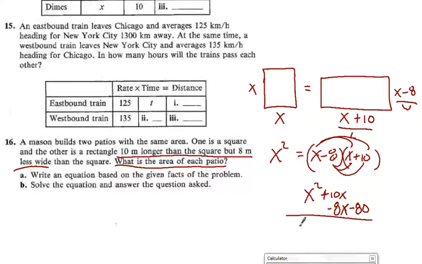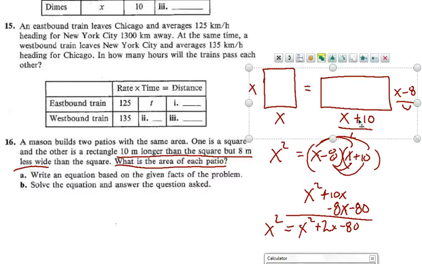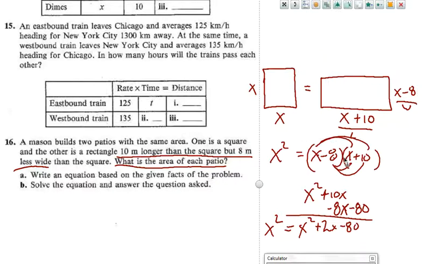And so let's combine these. So I get x squared plus 2x minus 80. And all this is going to equal x squared. Well, great. Let's solve this problem. So obviously, if I have 2x on this side and 2x on this side, that means they will cancel out. So I'm left with 0 is equal to 2x minus 80.